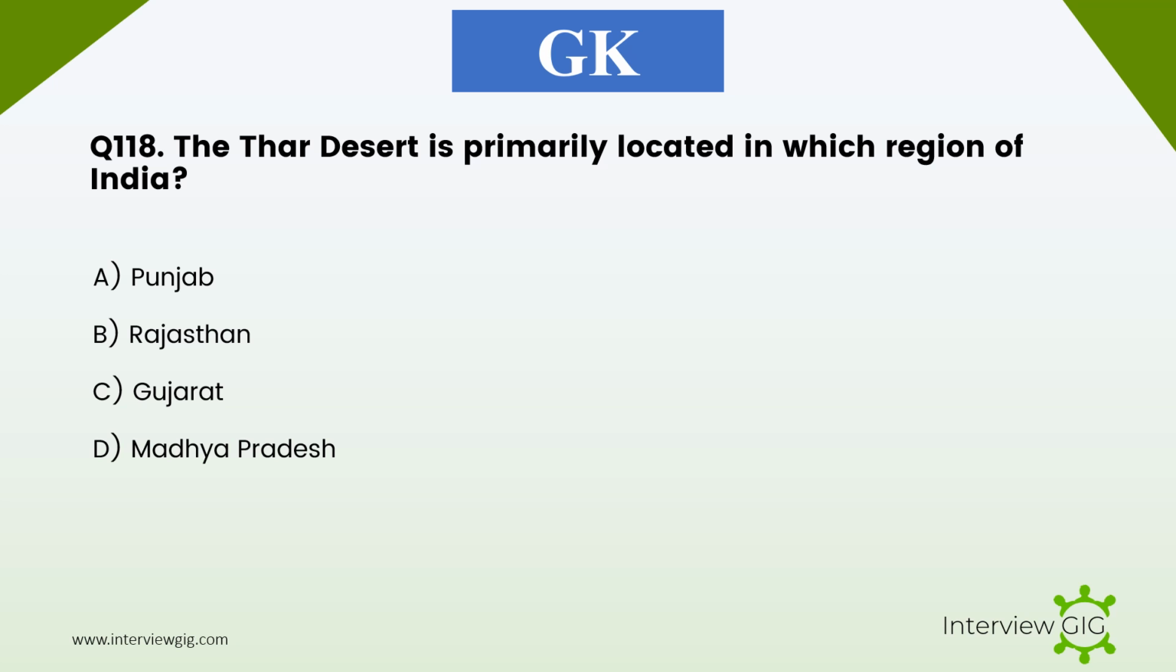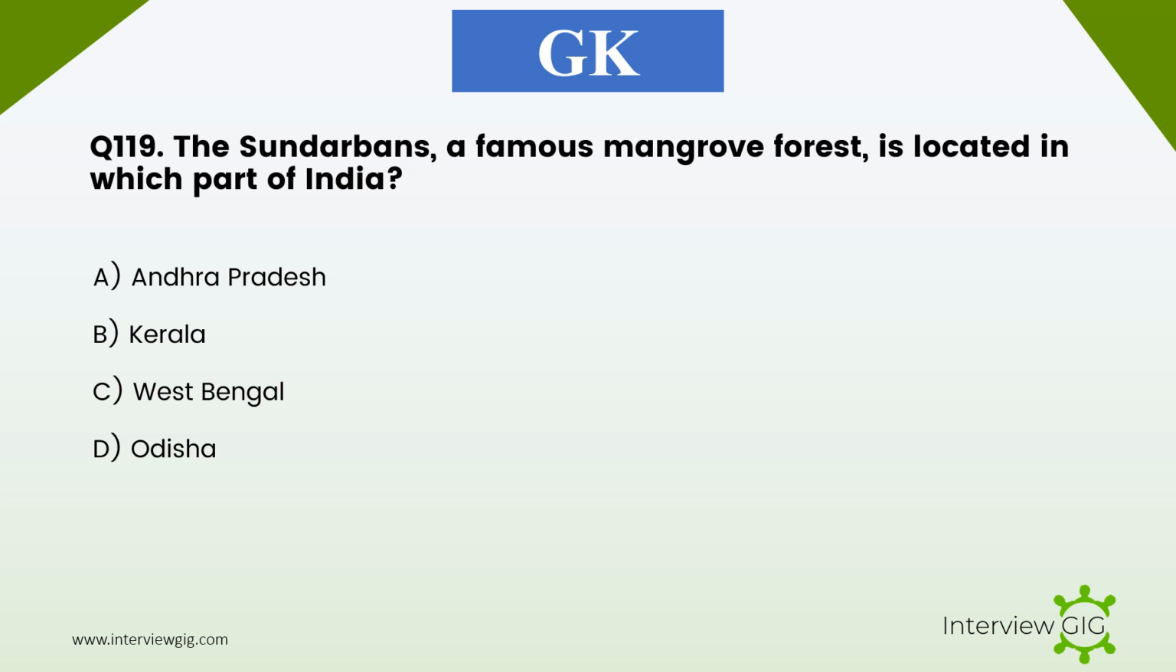Next question. The Thar Desert is primarily located in which region of India? A. Punjab. B. Rajasthan. C. Gujarat. D. Madhya Pradesh. Answer: B. Rajasthan.